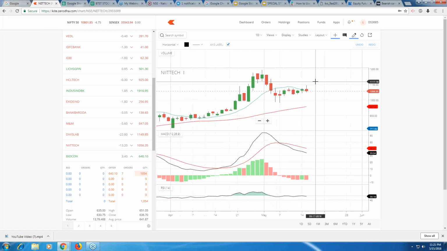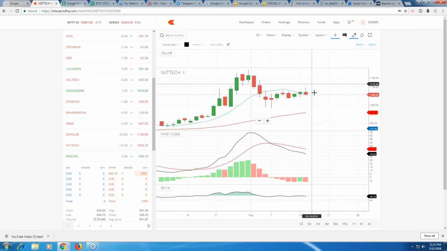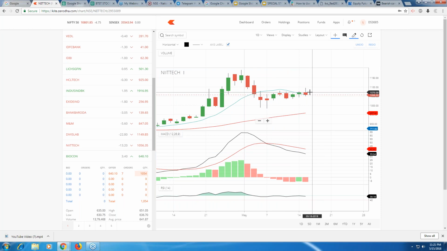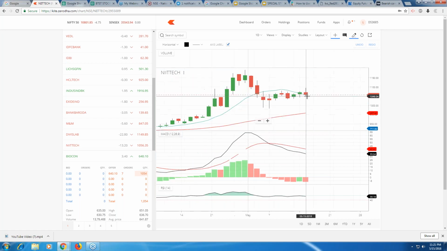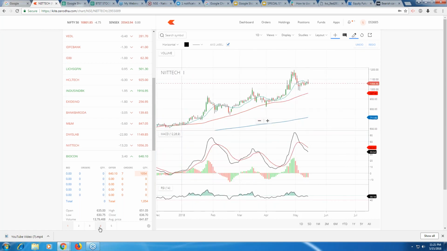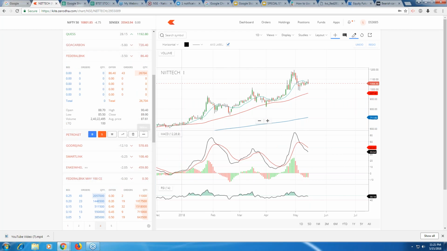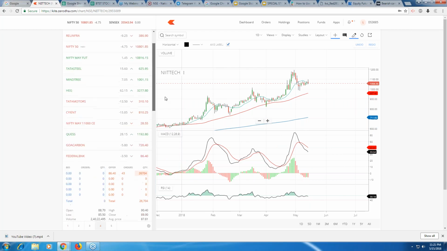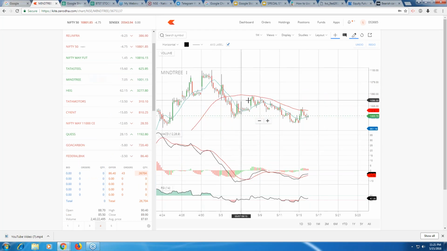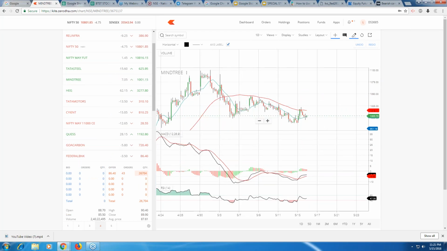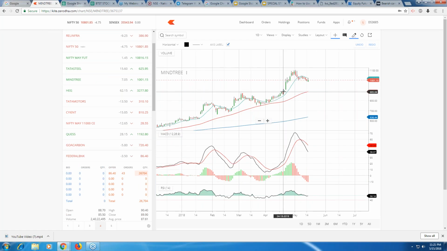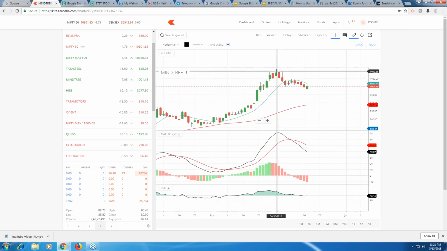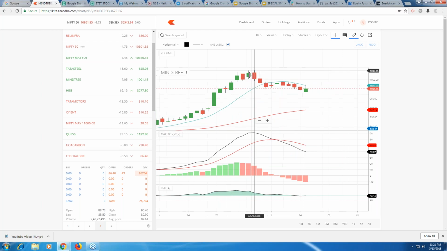See, today it definitely opened gap up and then it went up and came down and it engulfed the previous candle, but I won't say this is a very, very prominent sign. I want to show you, if I'm correct, Mindtree. Mindtree had a bearish engulfing candlestick here in this particular place.